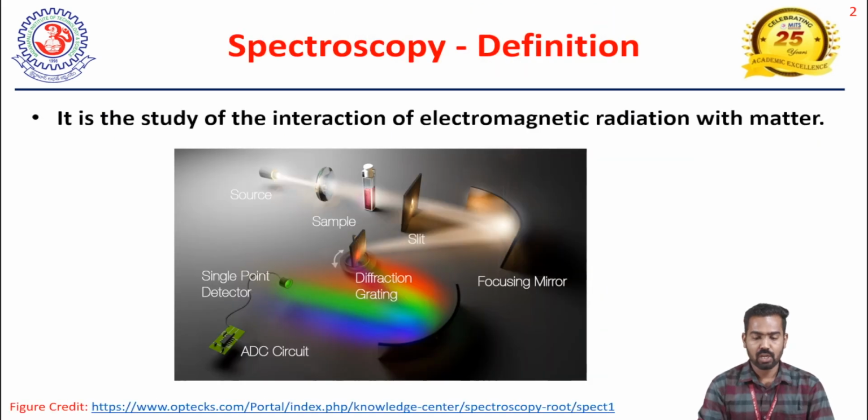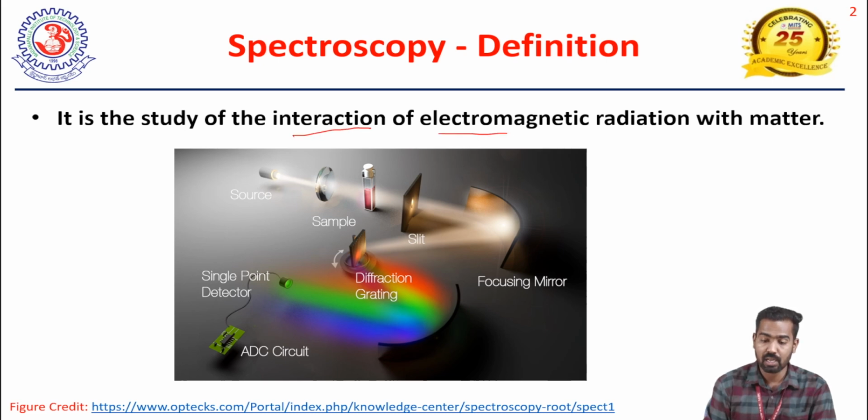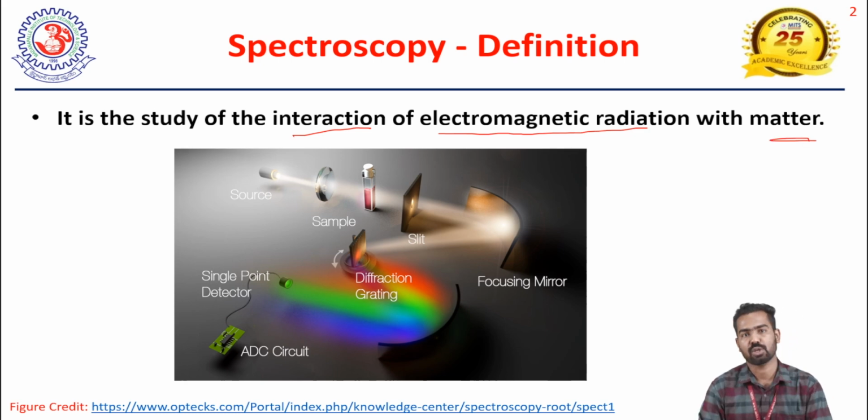Coming to the first slide, you can see the definition of spectroscopy. It is very important to know what you mean by spectroscopy. How will you define spectroscopy? It is the study of interaction of electromagnetic radiation with matter. Here you can see three terminologies. You have to understand what you mean by interaction, electromagnetic radiation, and also matter. That is very, very important. So we can discuss one by one.